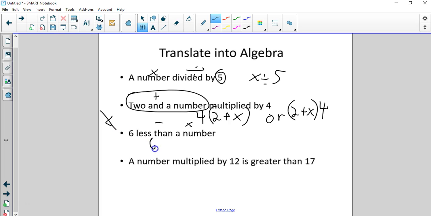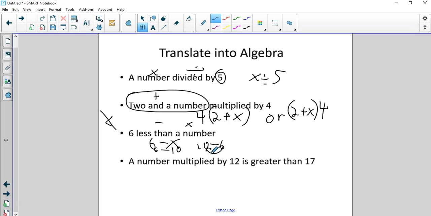But if you're tempted to write this, and this happens all the time, think about it. 6 is less than the number. Okay? 6 less than a number. Well, in that case, let's say our number was 10. Do we really want to write 6 minus 10? Or do we want to write 10 minus 6? 6 less than a number.